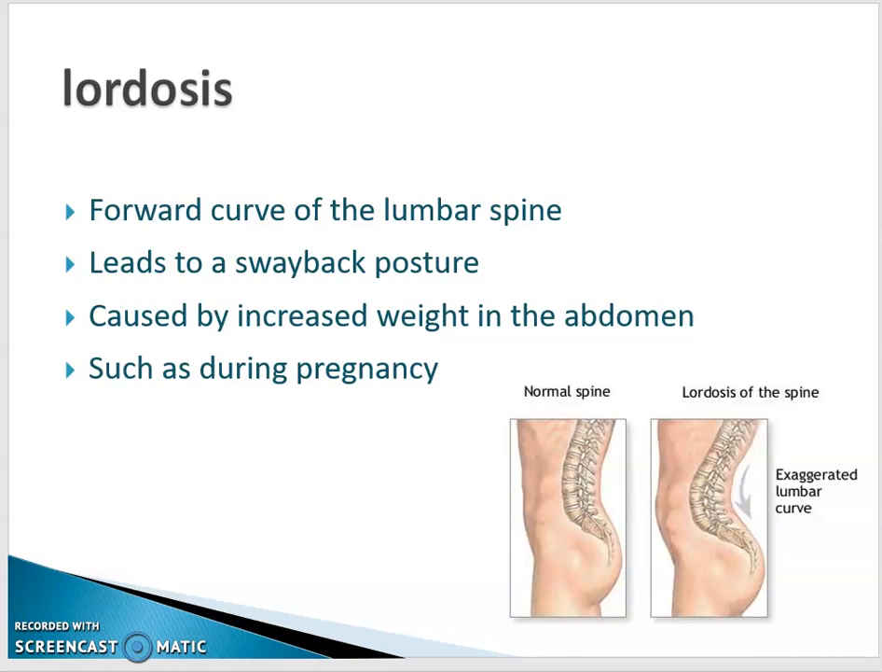This is a forward curvature of the lumbar spine. Now, all lumbar spines have a forward curvature. It's normal. But when it's excessive, that's when we talk about lordosis. So forward curvature of the lumbar spine that leads to a swayback posture. It's caused by increased weight in the abdomen, such as during pregnancy.